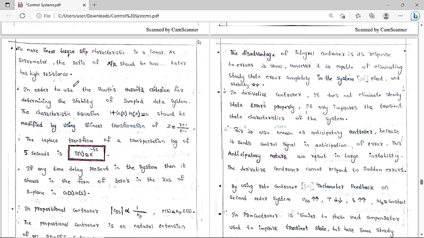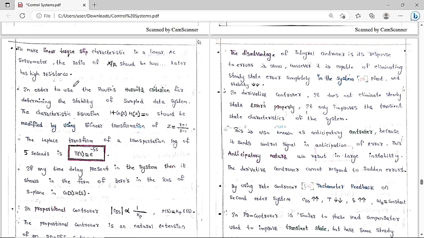So finally, I can say, in order to use the Routh-Hurwitz criteria for determining the stability of the sampled data system or discrete time system, the characteristic equation 1 plus G(z)H(z) equal to 0 should be modified by using the bilinear transformation, which is z equal to (r plus 1) by (r minus 1).